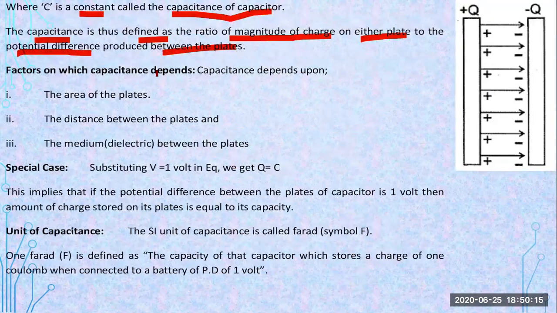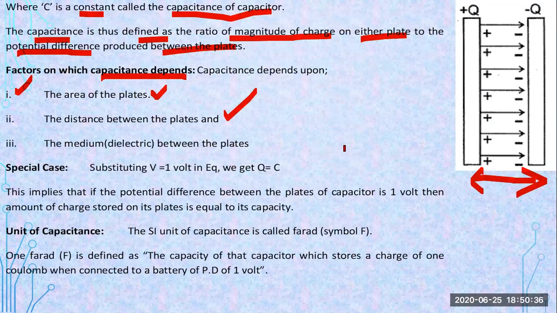Here is what the capacitance of the capacitor depends on. One, it depends on the area of the plates. The more the area, the more the capacitance of the capacitor. Two, the distance between the two plates. If you increase the distance between the two plates, it will decrease the electrostatic force. So the capacitance will decrease due to an increase of the gap between the plates.